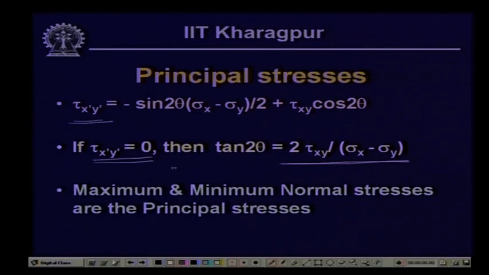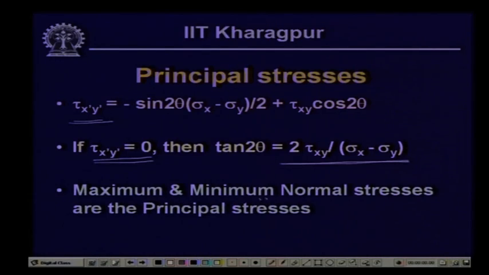And as we have defined before, the planes on which the shearing stress is 0, the normal stress is designated as principal stress. Hence, the maximum normal stresses which we have obtained are nothing but the principal stresses, where the shear stresses are 0 and their angles are defined by theta p, where we have evaluated twice theta p and 180 degrees plus twice theta p. So, the maximum and minimum normal stresses are nothing but the principal stresses.